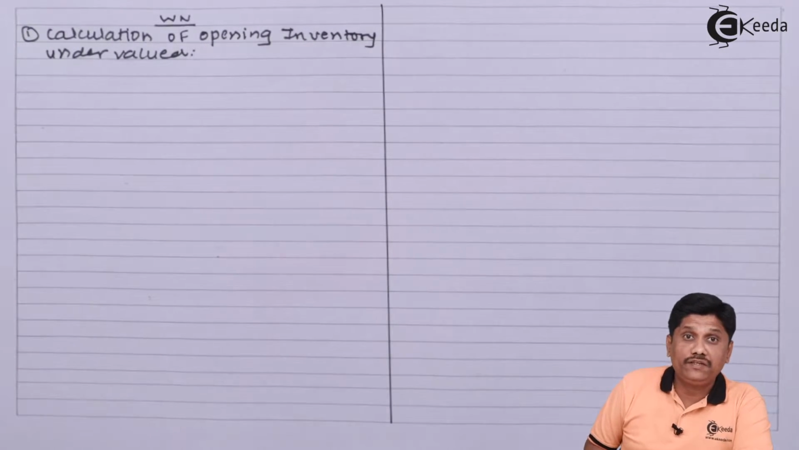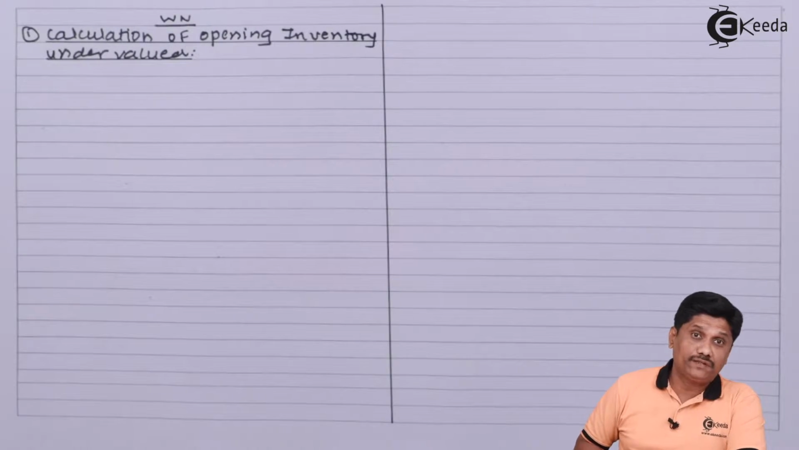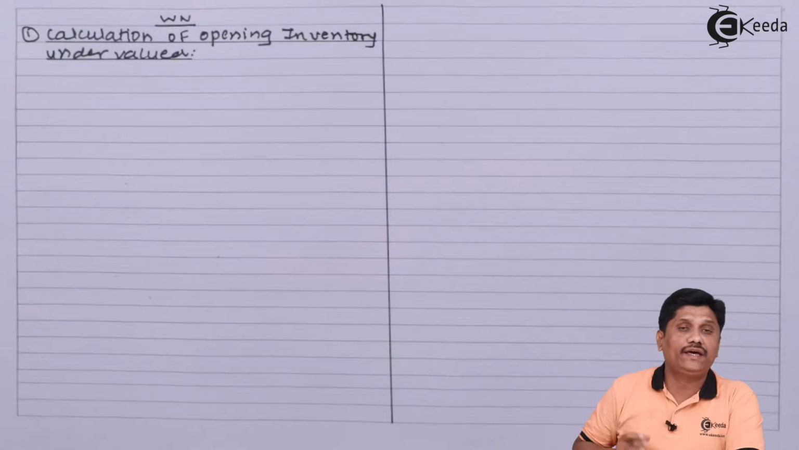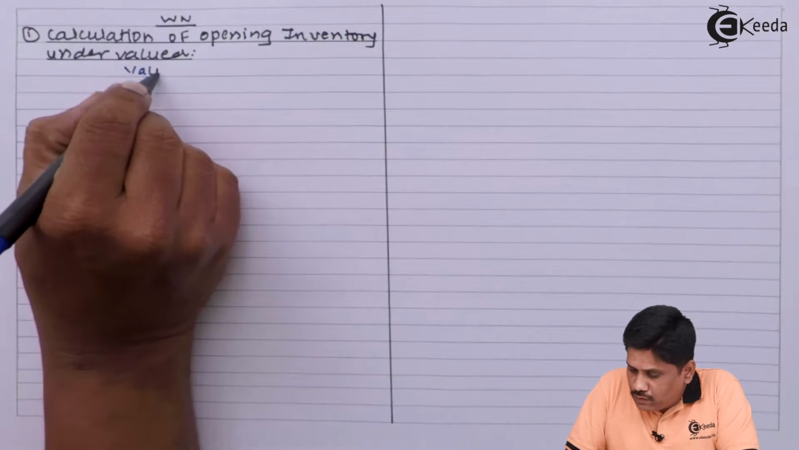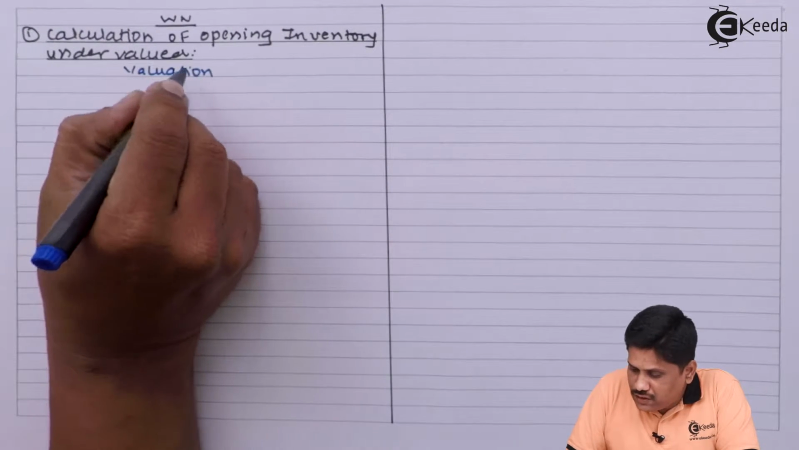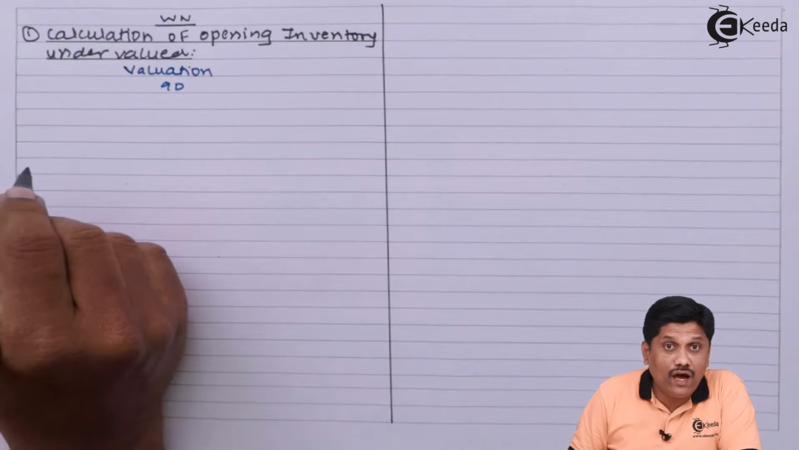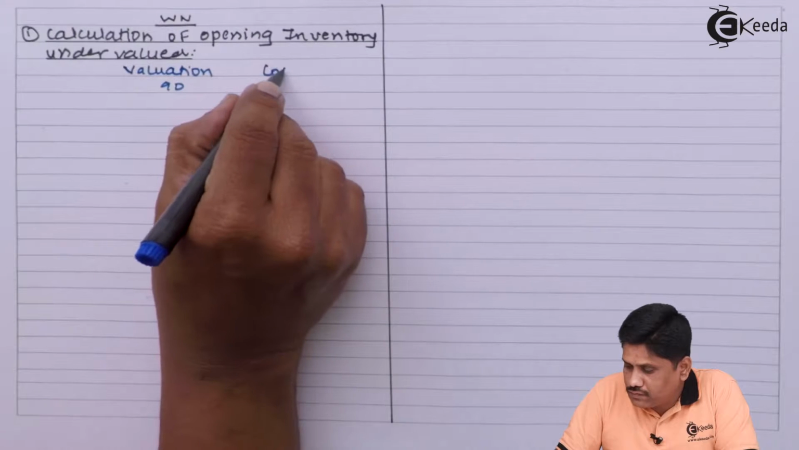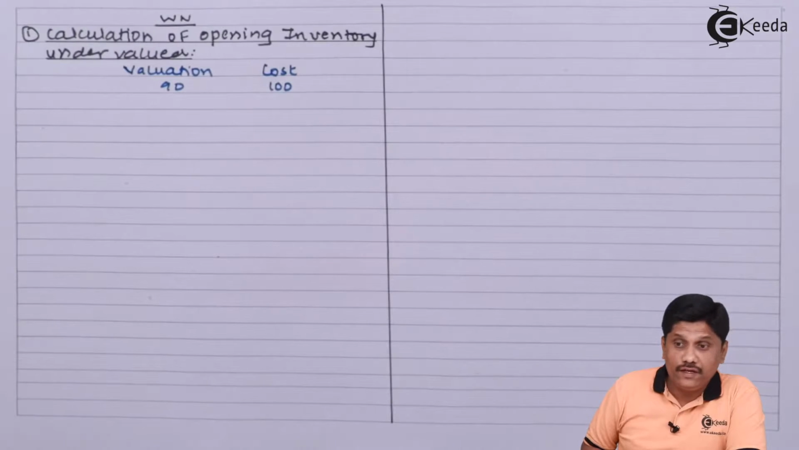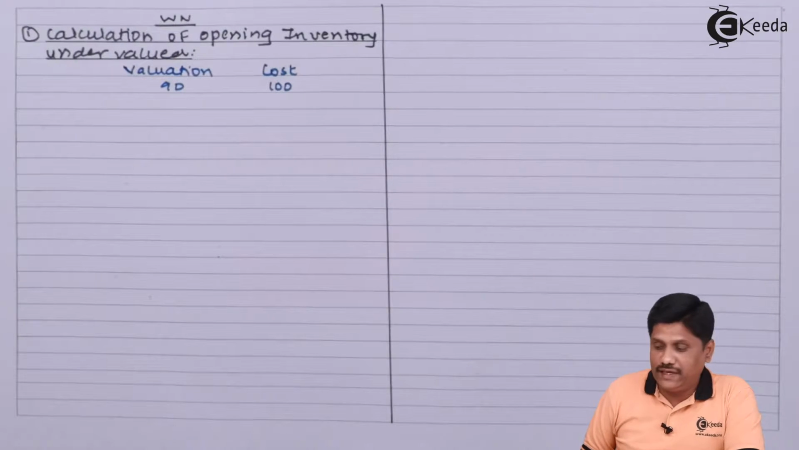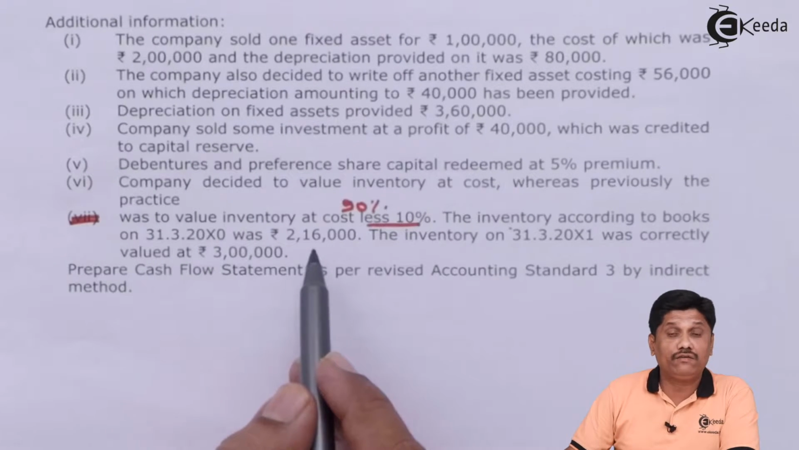Calculation of opening inventories undervalued. They said that inventories were earlier undervalued by 10%, meaning that an item whose cost is 100 was valued at 90. So the valuation was 90 when its cost was 100. Okay, so what was the valuation of your inventories? It was 2,16,000. So what should be the correct value?